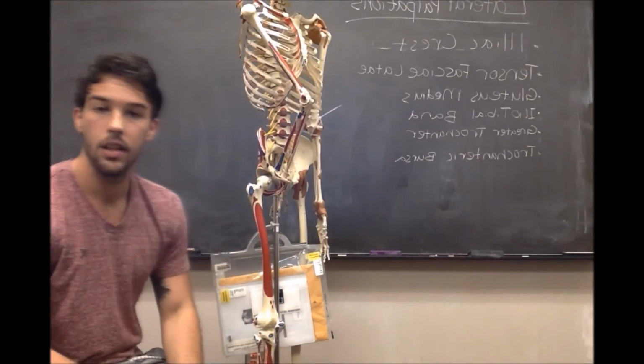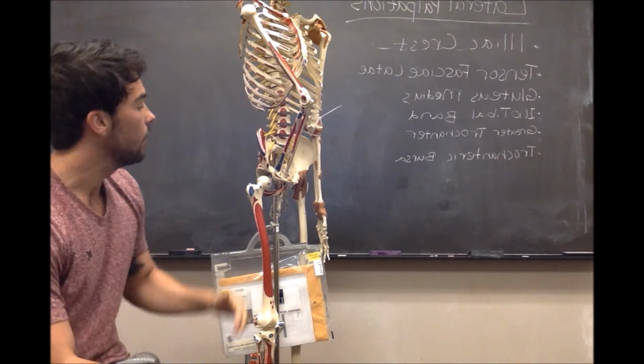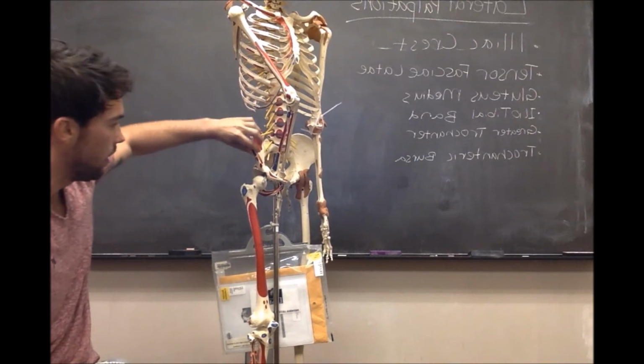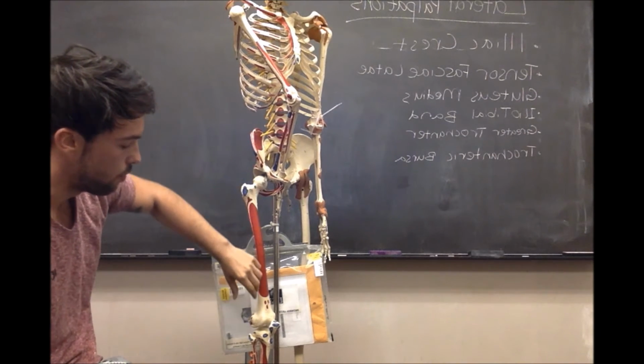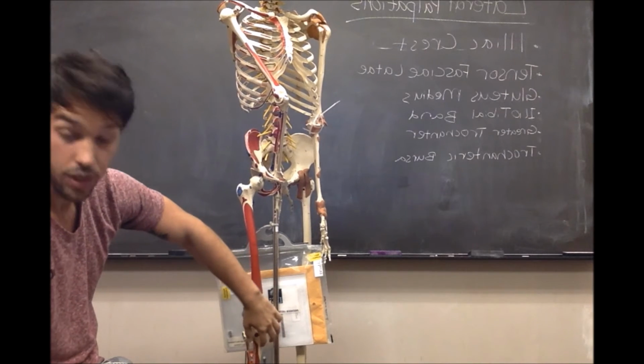Alright, so next on the list is the tensor fascia lata, and it runs from the ASIS right here, and it goes distally, and it transforms into the IT band, which then attaches distal to the knee.